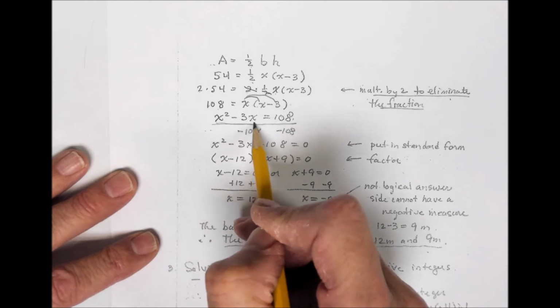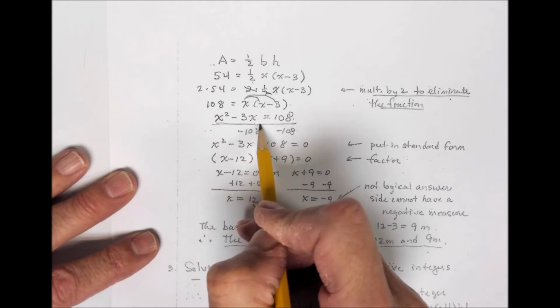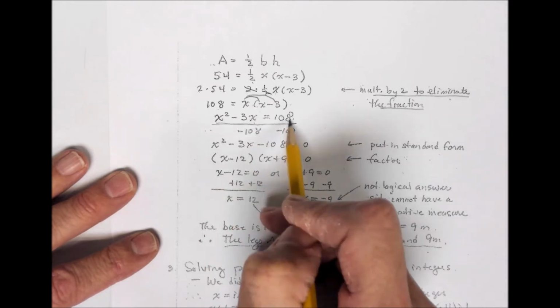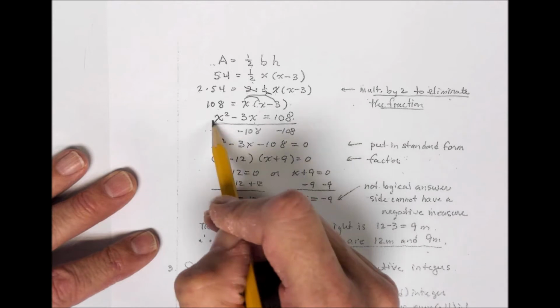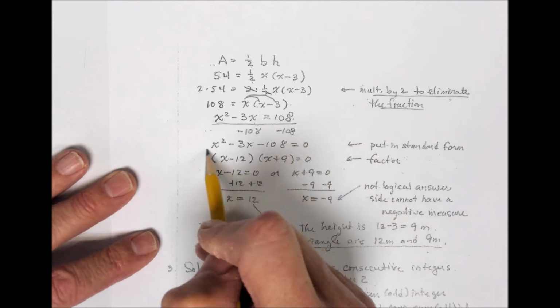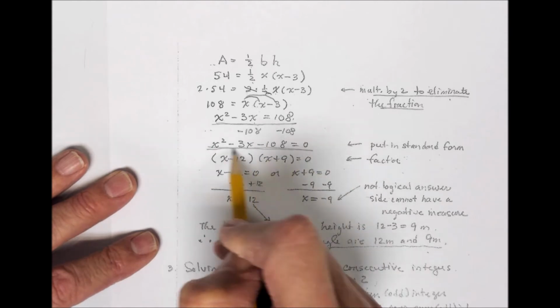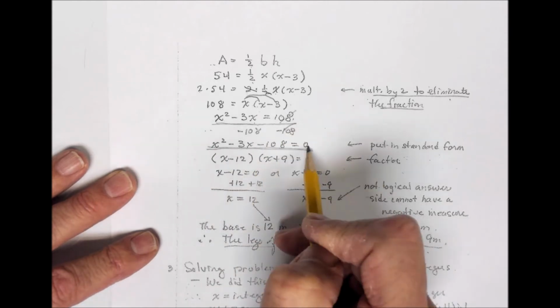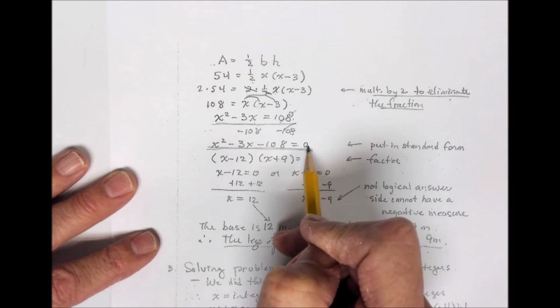Okay, but to solve this, as we know, hopefully we know, we have to have it in standard form. So I'm going to get rid of the 108 over here on the right because I have a positive lead coefficient. And so I'm going to subtract 108 from both sides, and I get this guy. These cancel, it just gives me 0. Now comes the factoring step.